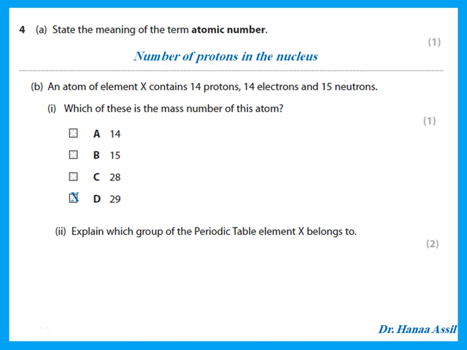Explain which group of the periodic table element X belongs to. Well, he told me that element X has how many electrons? 14. You should know that to distribute the 14 electrons, they should be 2, 8, 4. And that means that this element has 4 electrons in its outermost shell, and that means it is in group 4. When he says explain, make sure you explain. Don't just say group 4. Why is it group 4? Because it has 4 electrons in the outer shell. Remember that the number of electrons in the outer shell is always the same as the number of the group.